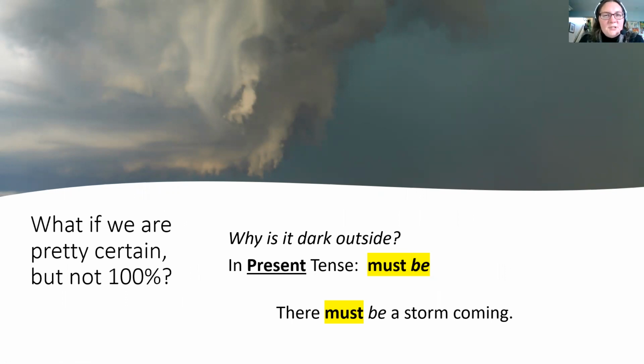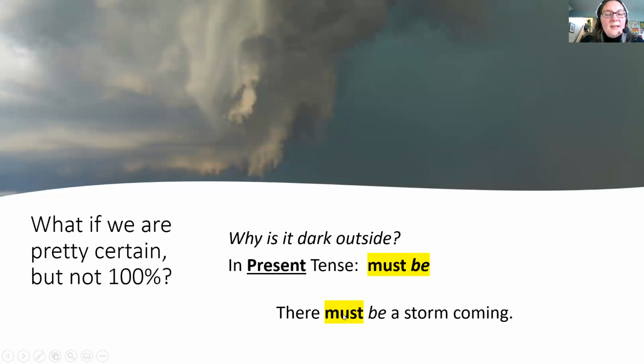In this case, if we're just a little bit less than 100% certain, we want to leave just a little room for doubt. We use the modal must. When we ask the question, why is it dark outside? If I don't know for sure, although I'm taking a really good guess, I would use the modal must and put it right before my verb be.